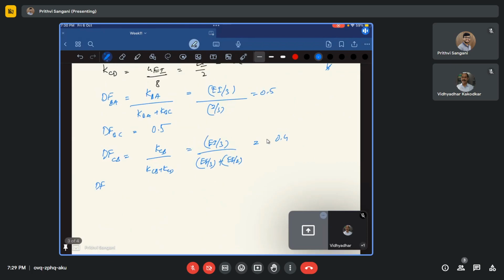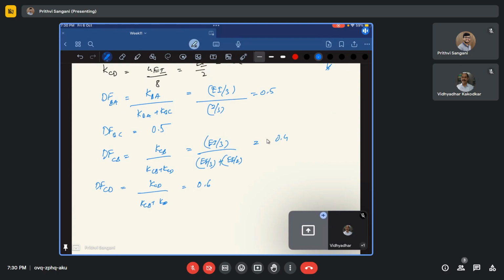KFCB, we have found out KFCD. KFCD is KCD by KCB plus KCD, and this is going to be 1 minus 0.4, or EI by 2 by whatever that is. This is going to be 0.6. So we have found out the distribution factors. What is the next one? Carrier moments, the carrier factors are half all the time, so there's nothing to find out there.